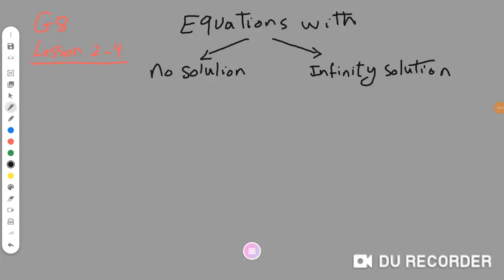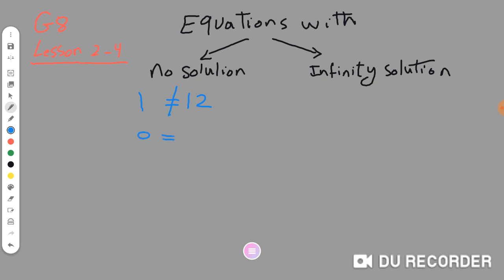Welcome everyone. Our lesson today is about equations with no solution or infinite solutions. So how can we find that an equation has no solution at all? After we solve the equation, if we find a relation like 1 equals 12, they are not equal. So there is no solution.